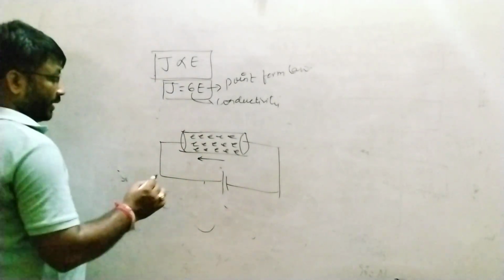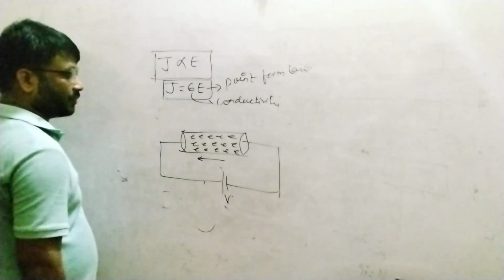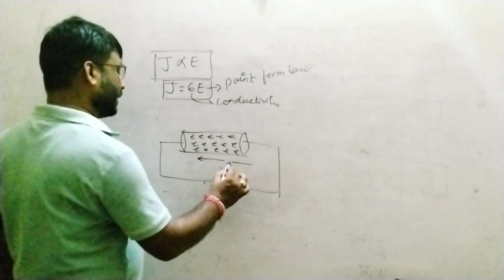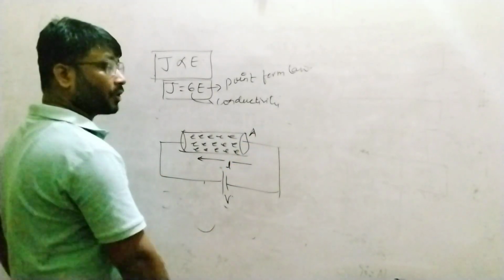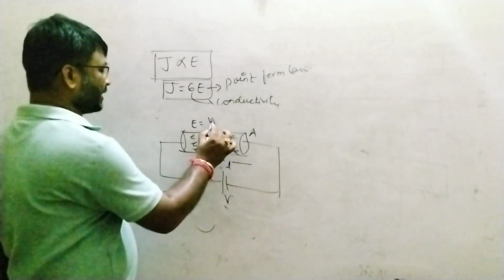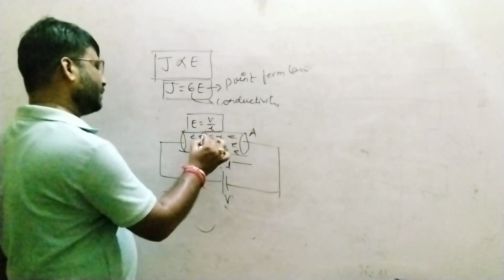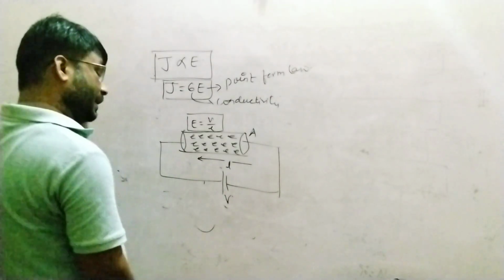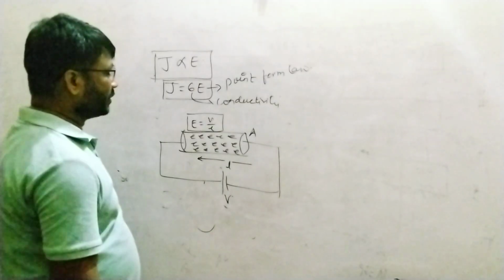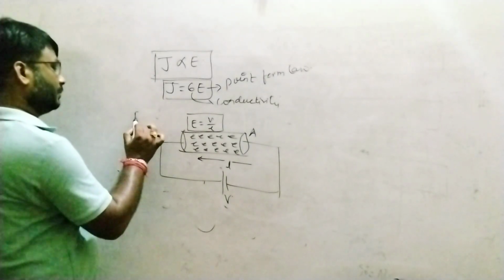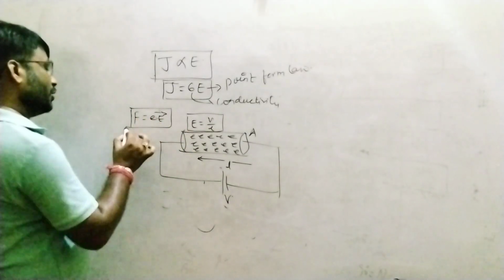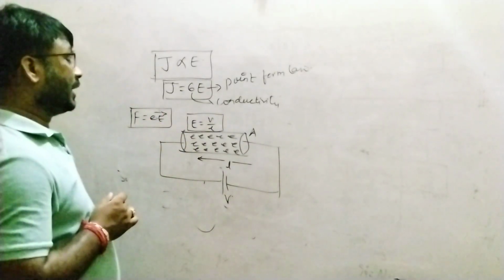So see here, I told you the external source, we have connected a battery of voltage V. And assume the length of the conductor is L and the cross sectional area is A. So the electric field established across the conductor is V by L. Due to this electric field, every electron inside the conductor experiences a force. That force is given by eE. This force directs the electrons to move from one ion to another.